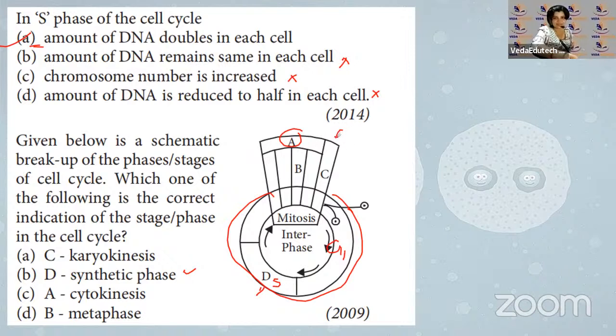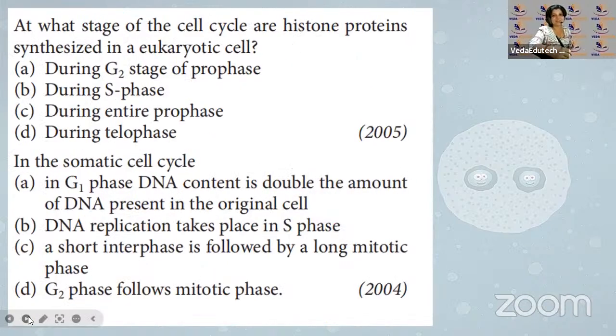For this, we have to read mitosis also. C is karyokinesis, A is cytokinesis. B is actually anaphase. But okay, no problem. Here the answer is actually what? D, the synthesis phase, right? Okay. Now let's move on.